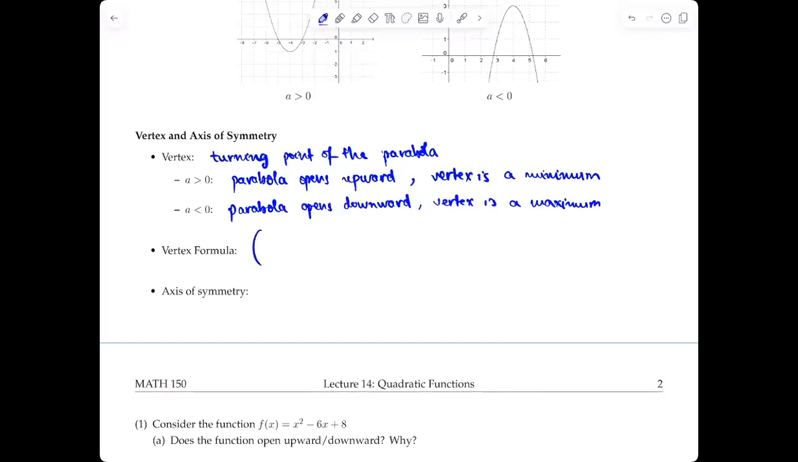The vertex formula is just a point to calculate the maximum and minimum. Negative b over 2a is the first component, or the x component. Basically, you just memorize the x value. Now, the y value is whatever x value you have, you substitute into the quadratic function. So the y value is f of negative b over 2a.